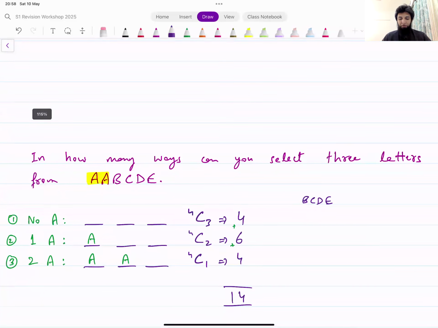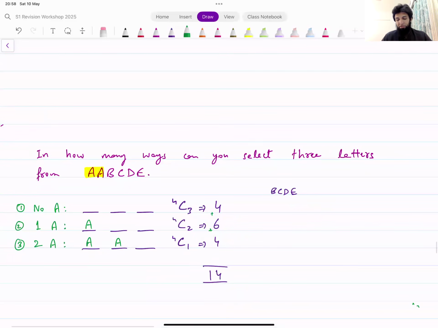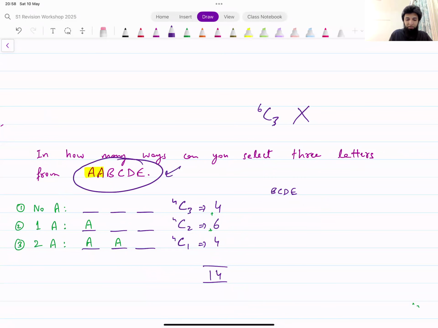For example, if they want you to figure out the number of ways in which you can select 3 letters from A, B, C, D, E. Now, the problem is the A's are repeated here. We cannot directly do 6C3. That would not work because we haven't got 6 different letters there. These are 4 different, and then there are 2 identical. That combination notation only works if all of these objects were different. So what do we do then? We have to make cases for this.